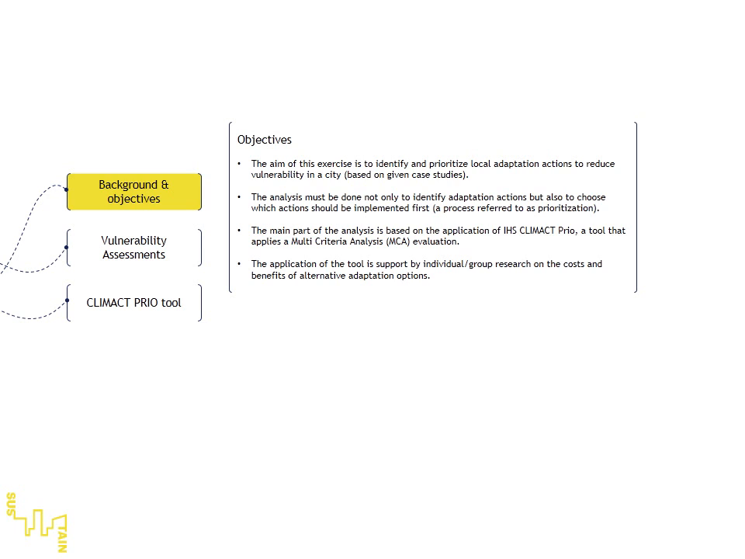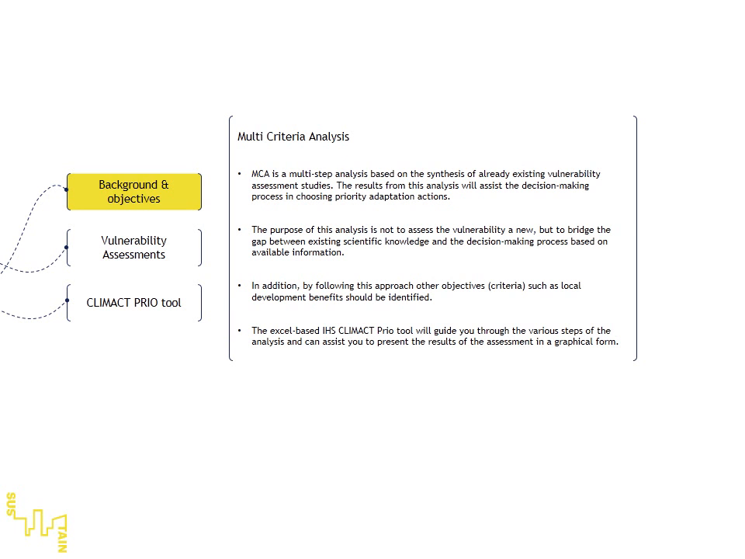The main part of the analysis is based on the application of IHS CLIMACT PRIO, a tool that applies the multiple criteria analysis evaluation. Multiple criteria analysis, or MCA, is a multi-step analysis based on the synthesis of already existing vulnerability assessment studies. The results from this analysis will assist the decision-making process in choosing priority adaptation actions. The purpose of this analysis is not to assess the vulnerability anew, but to bridge the gap between existing scientific knowledge and the decision-making process based on available information.